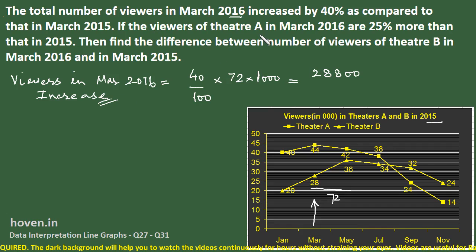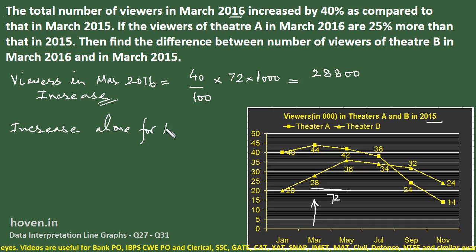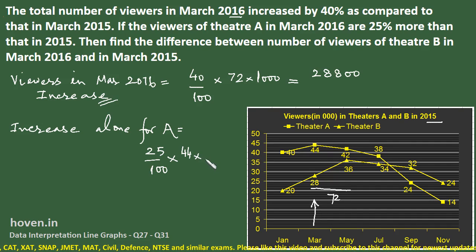Next, he says, if the viewers of theater A in March 2016 are 25% more than that in 2015, that is the increase alone for theater A. Increase alone for A. This increase is given as 25% of, for A the figure was 44, and multiply by 1000. So this 25 and 100 will give me 4. 4 and 44 will give me 11. So increase for A alone is 11,000.